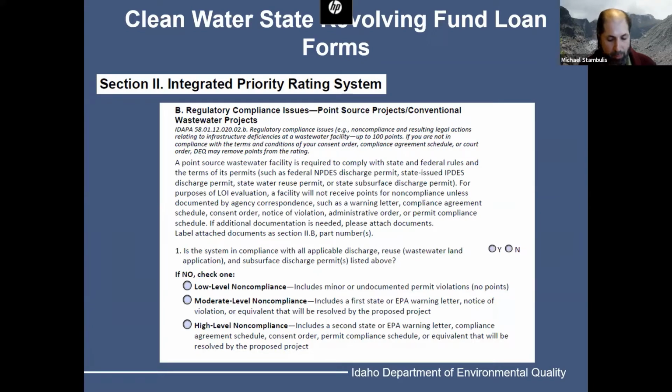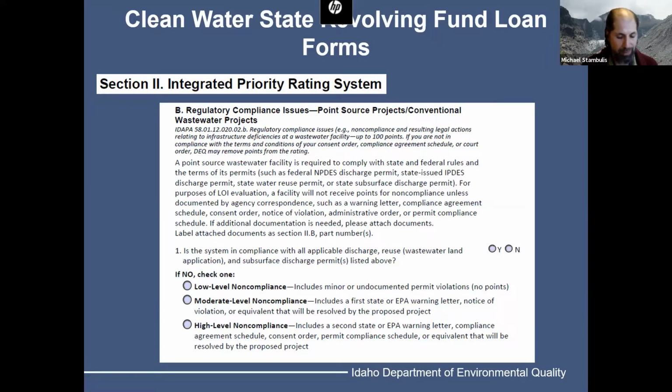But we do often interact with systems that have regulatory compliance issues. We start to look at more specific information pertaining to your system in section 2. The question provides some examples of what the different levels of non-compliance are. One particular example I'll highlight is in an IPDES or NPDES permit, they might be issued with a compliance agreement schedule, and this falls under high-level non-compliance, as you will be held and required to make system improvements on a schedule dictated by that permit.